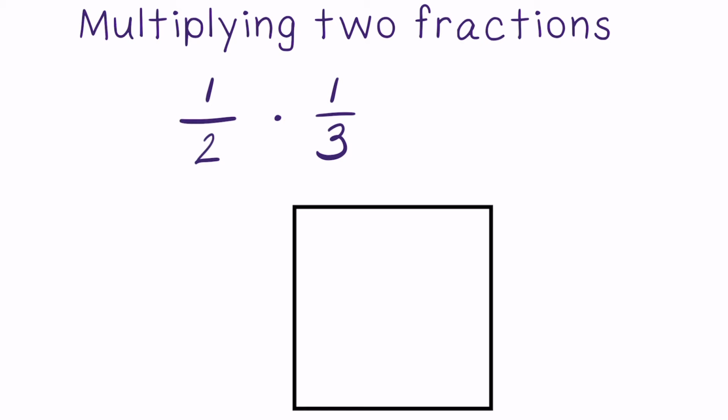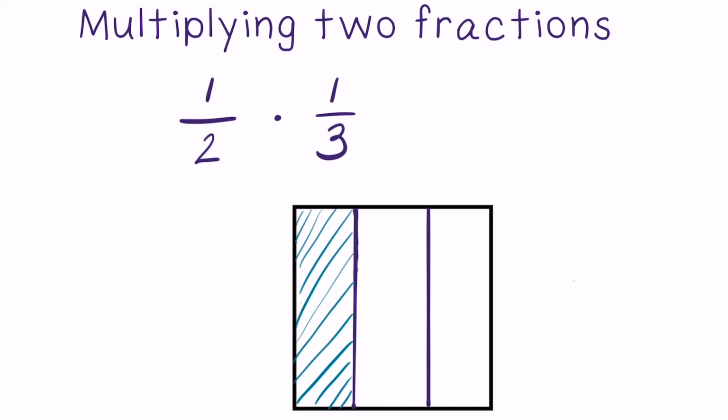In this case, we're going to use this square to represent the whole. We can break the whole up into 3 equal parts or thirds, 3/3. Next, we can shade one of those 3 equal parts, or 1/3, with blue. So far, we have visually represented 1/3 of a whole.